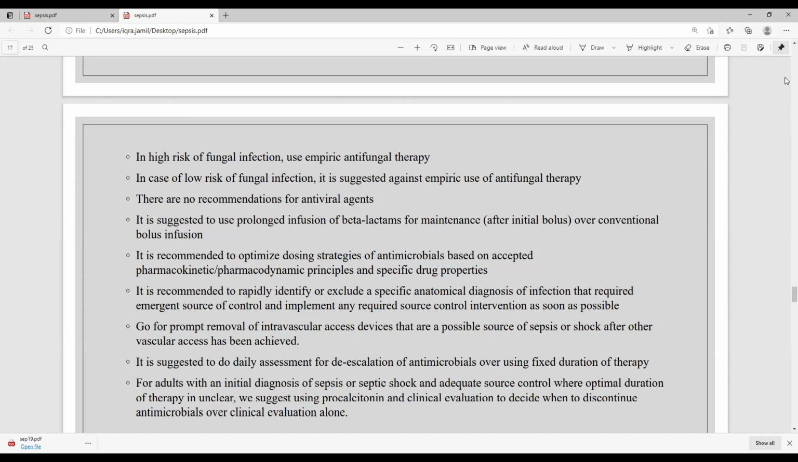It is recommended to rapidly identify or exclude a specific anatomical diagnosis of infection that requires emergent source control and implement any required source control intervention as soon as possible. If there is a source of infection, it should be controlled. For example, when there is cholangitis, obstructive jaundice, and the patient has sepsis, that obstruction should be released. When there is an abdominal abscess or empyema, it should be drained. Otherwise, the antibiotic will not play a critical role.